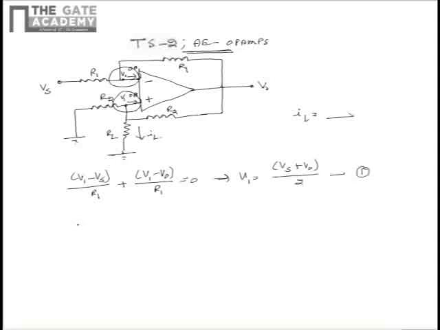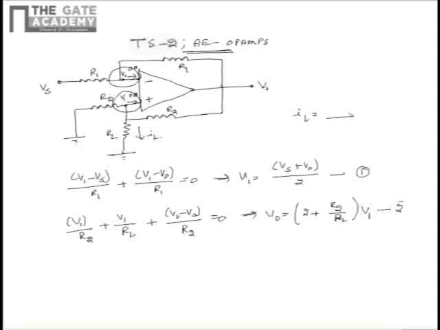Similarly, upon applying KCL at the other node marked, we see that V1 divided by R2 plus V1 divided by RL plus V1 minus Vo divided by R2 is equal to 0. This upon simplification becomes Vo is equal to 2 plus R2 divided by RL multiplied by V1. This is equation 2.